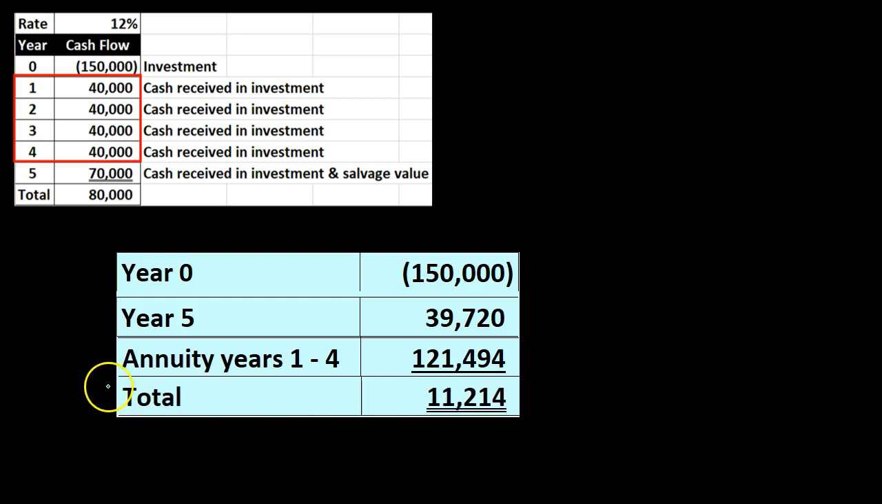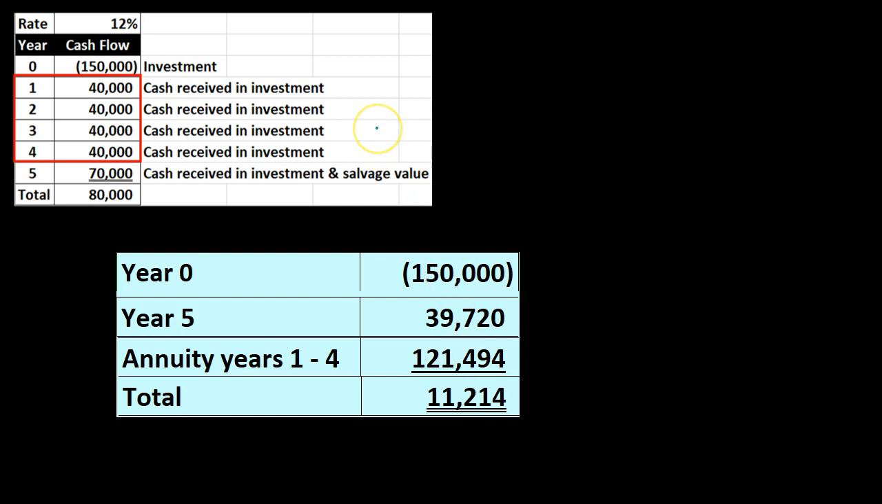And then if we were to sum that up, the present value is 11,214. The cash flow is 80,000. In other words, if we take the cash flow, 80,000, and discount it at 12%, the present value is going to be 11,214. This is one way to manage the data.